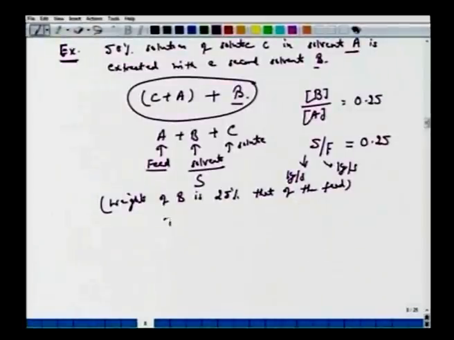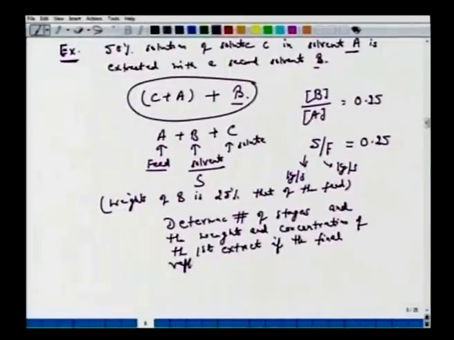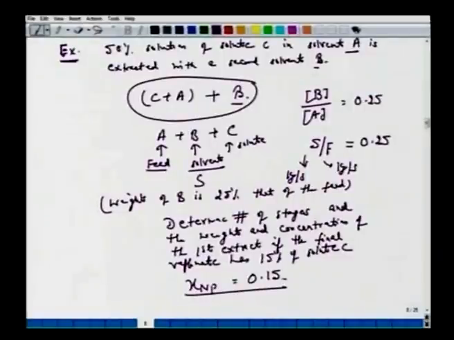And the question asked here is: determine the number of stages, and the weight and concentration of the first extract, if the final raffinate has 15% of solute C. So essentially this is X and P is 0.15, and then we can determine the other quantities here.